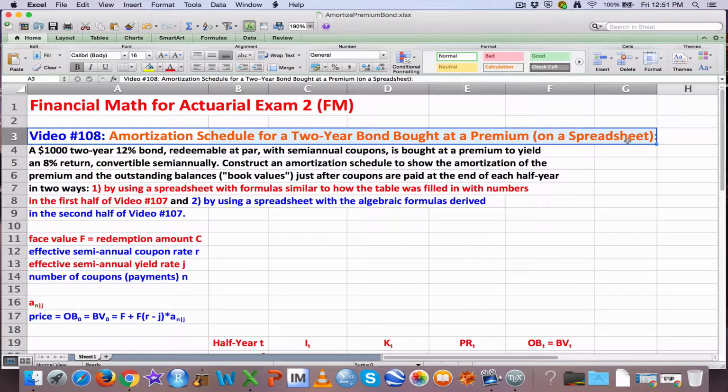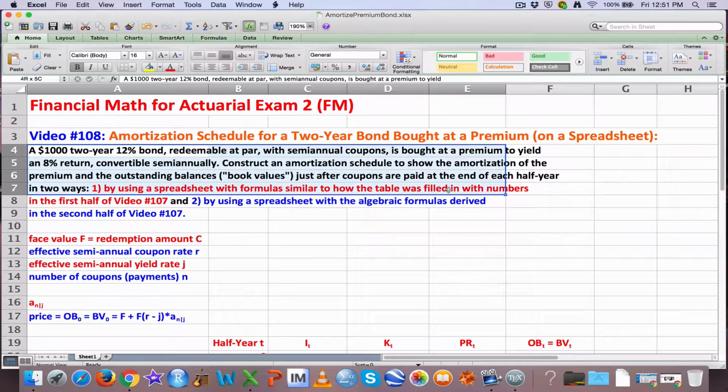Why am I doing it on a spreadsheet? Well, for one thing, to emphasize spreadsheet usage. All actuaries should know how to use spreadsheets in the ways that I'm going to show you. And secondly, the content of that last video was kind of hard, and so I thought it would be good to redo the content, rethink about it. I definitely think it's good for you to watch both videos. I'll put a link to that video number 107 here in the upper right corner, if you want to go back and watch that if you have not done so.